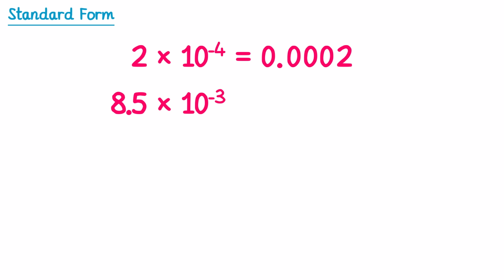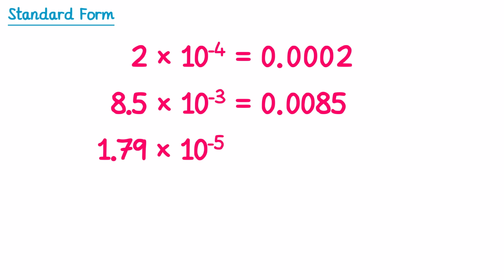Let's try another one. So this time we need to do 8.5 and we're going to divide it by 10 3 times. So 8.5 divided by 10 once is 0.85, a second time 0.085, and a third time 0.0085.